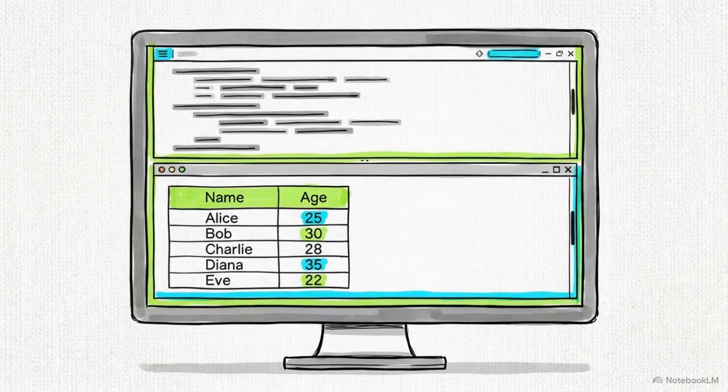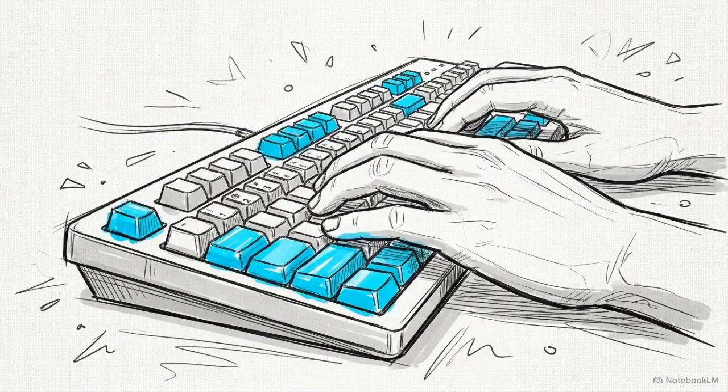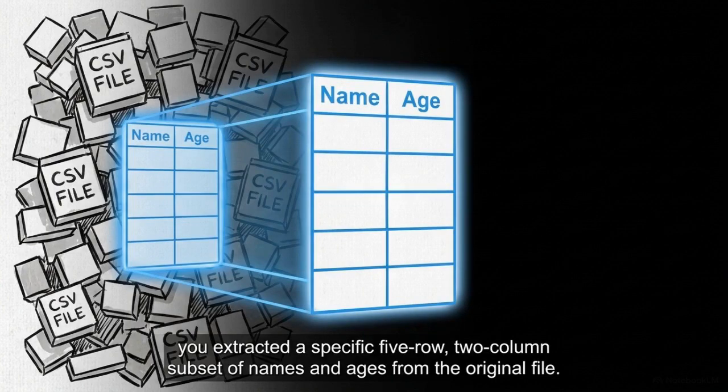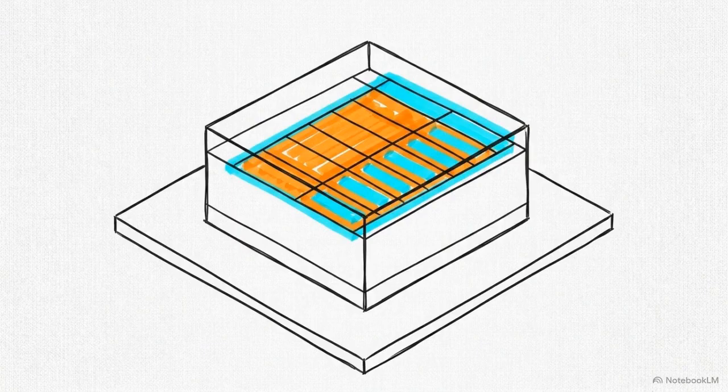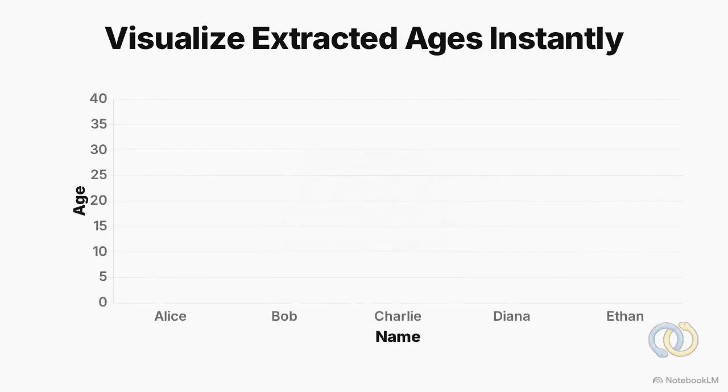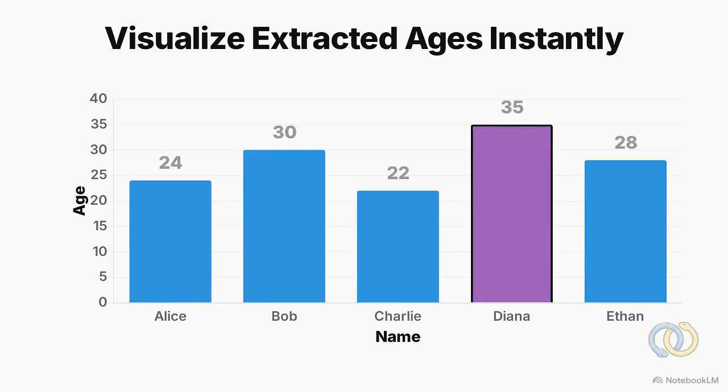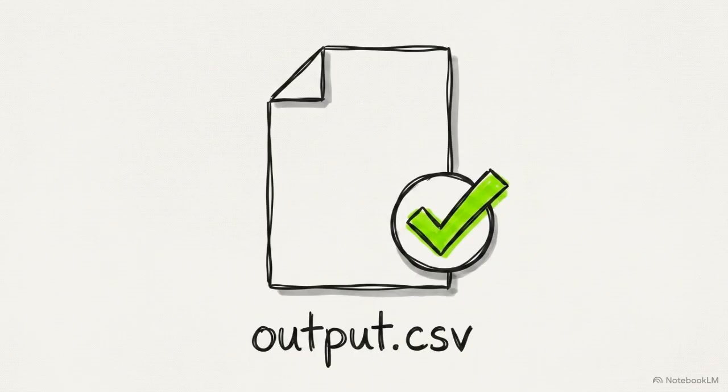Look at this final console output. We have successfully extracted this targeted subset of names and ages for the first 5 entries. In just a few lines of code, you extracted a specific 5-row, 2-column subset of names and ages from the original file. Now that you have this isolated data, you could pass it to a graphing library to visualize it, or export it back out as a clean, smaller file.